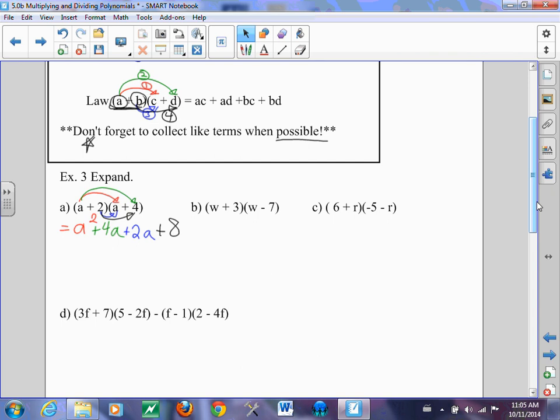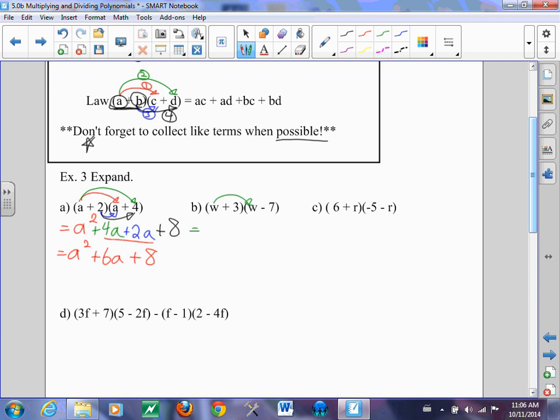Look to collect like terms. Notice that we've got 2 in the middle there that are common. So it's going to be a squared plus 6a plus 8. Any questions with that? All right, let's try the next one without color coding it. We'll still put the arrows in.